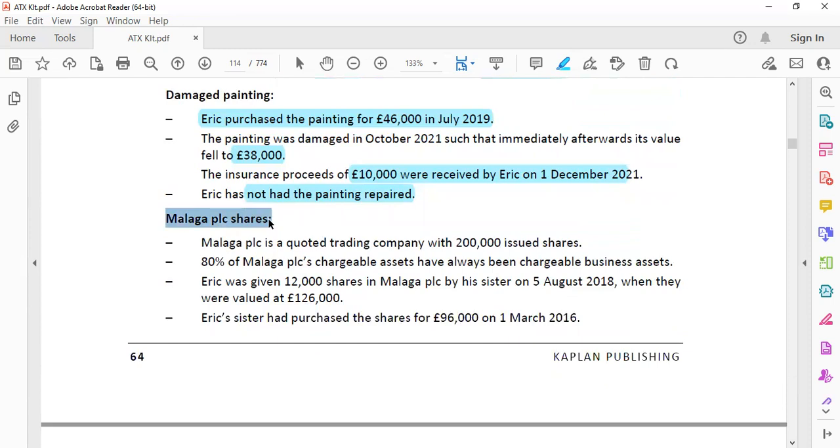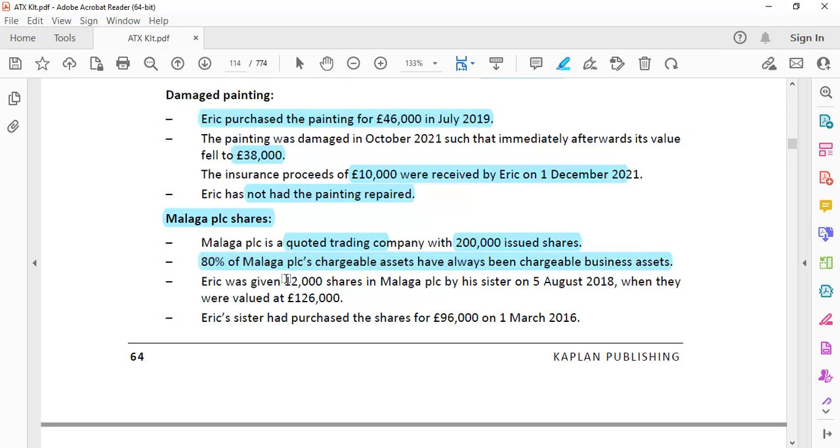As far as the shares are concerned, it's a quoted trading company with 200,000 shares. So it's a quoted trading company and 80% of the chargeable assets always been chargeable business assets. So chances are that it is a kind of a gift relief. Total assets chargeable are 80%, 20% are non-chargeable asset.